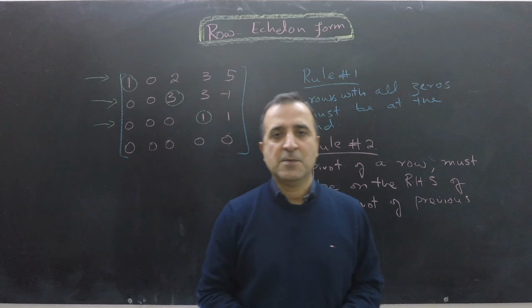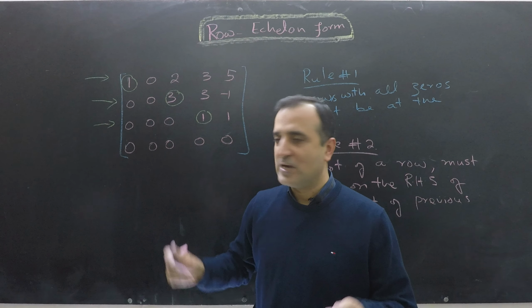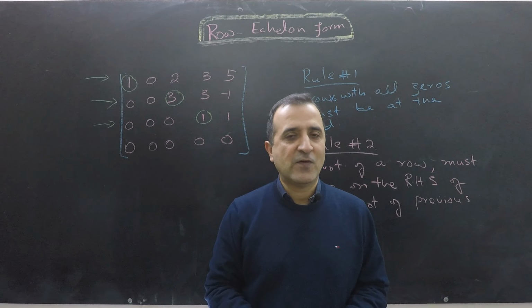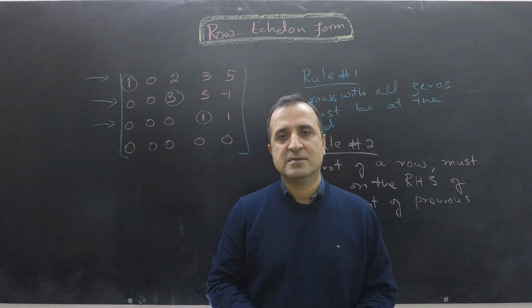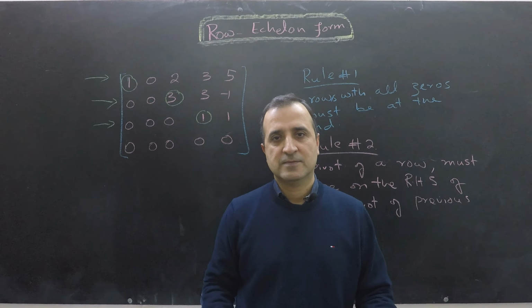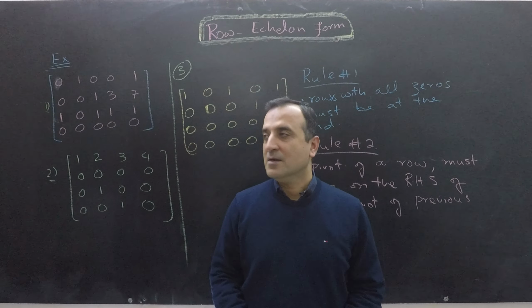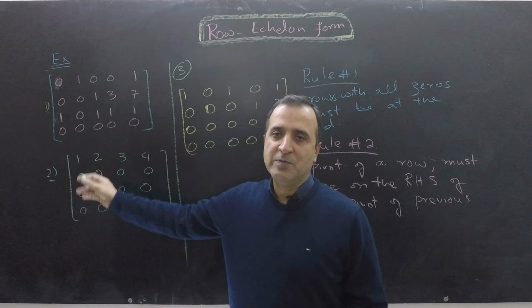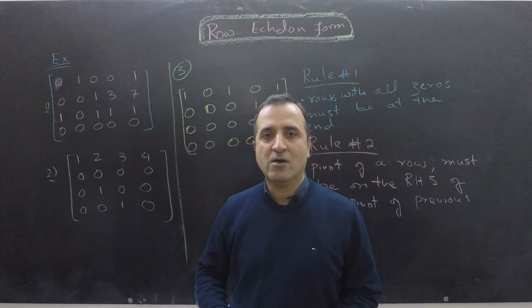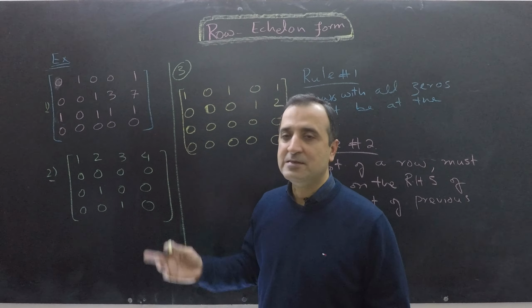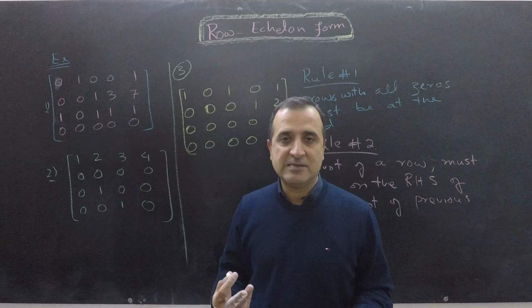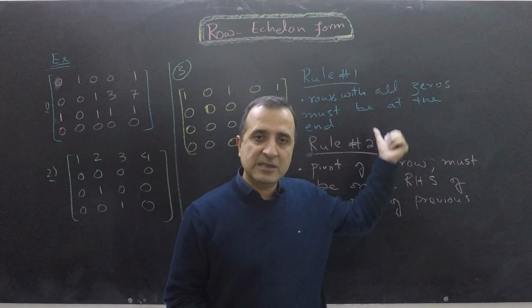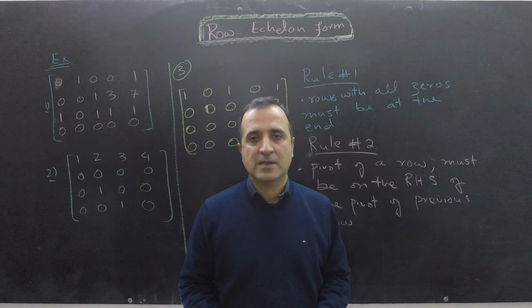To make this concept more clear, I will write 3-4 examples, and then we will find what the pivots are and whether those matrices are in row echelon form or not. So I have written 3 different examples of matrices, and we have to find out if these matrices are in row echelon form or not. We have to identify pivots, and we have to see if these rules are fulfilled or not.